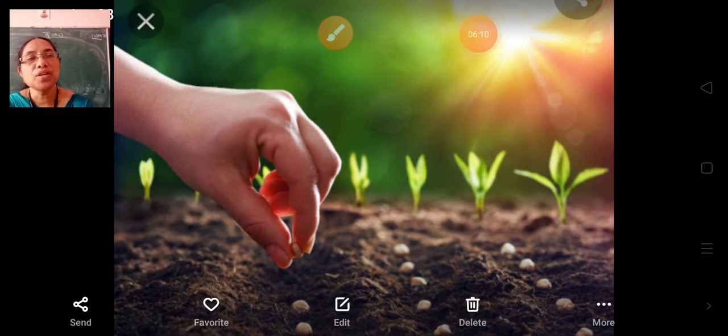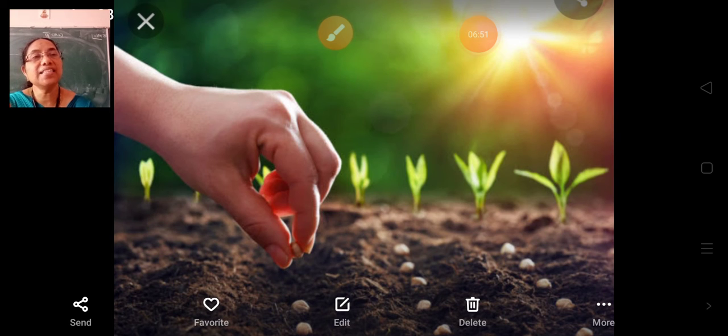Students, now, most plants grow from seeds. Seeds are usually protected inside the fruits, no? And there is a baby plant and its food inside the seed of the mother plant.